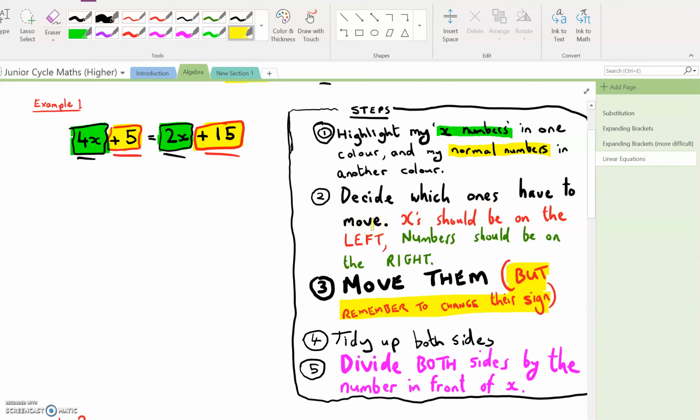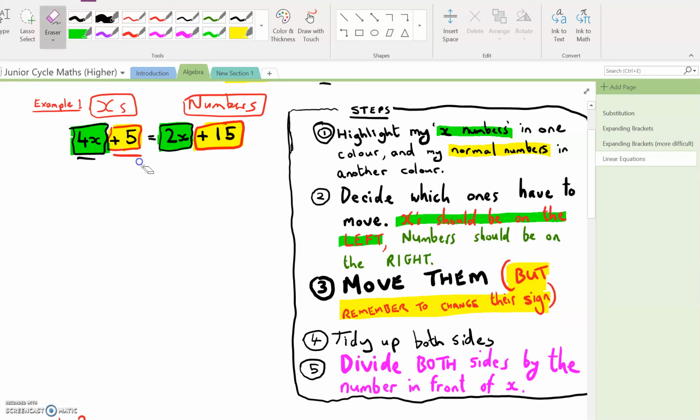What does that mean? Well, X's should be on the left and numbers should be on the right. So that means that over here on this side, I should have X's. And over here on this side, I should have the numbers. And if they're not in the right place, I have to move them. Okay? Consider the equal sign to be the middle. And on this side, there should be X's. And on this side, there should be numbers.